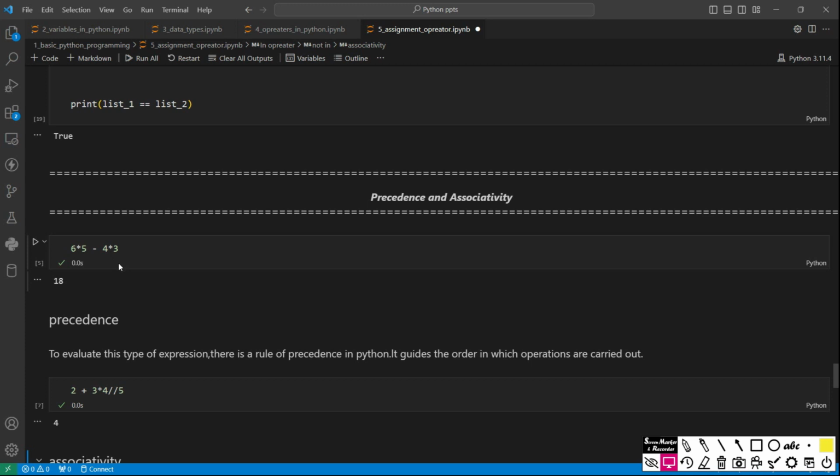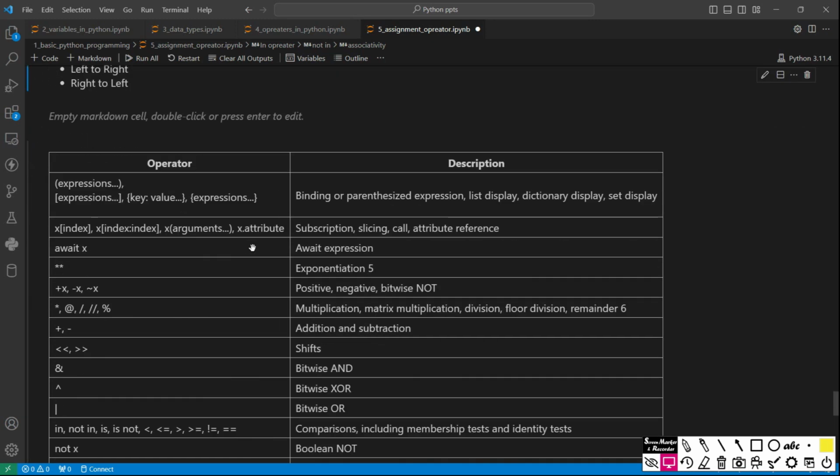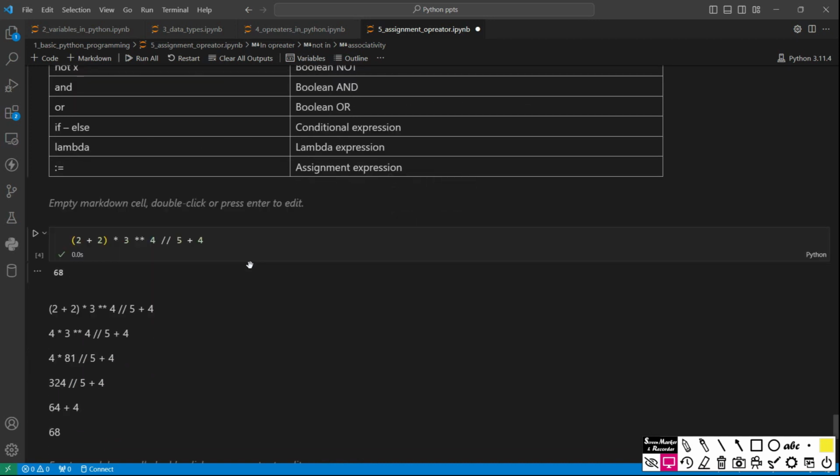For better understanding, let's take a bigger example in which both precedence and associativity are there. We have created this expression: in parentheses 2 plus 2, then into 3, then to the power 4, then floor division by 5 plus 4. So how will this expression be evaluated? The final answer is 68, as you can see here. Let's see how it will be evaluated.